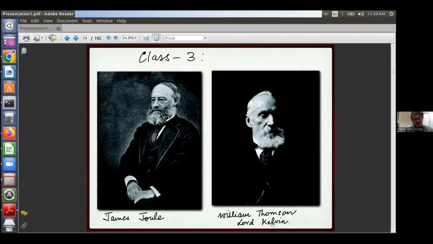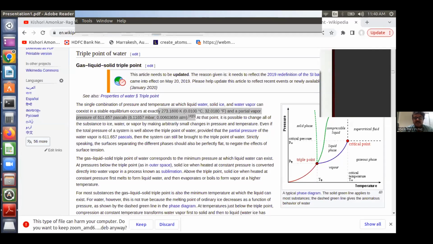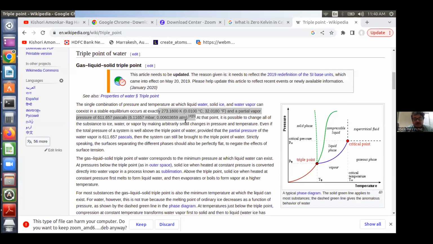So talking about Lord Kelvin, who, among other things, also set up the Kelvin scale. I don't know whether he set up the Kelvin scale or not, but at least the temperature scale is called Kelvin. So I will just put some clarifications. The triple point of water is actually 0.01 degree centigrade. The water freezes at 0 degree centigrade, but the triple point of water is 0.01 degree centigrade.